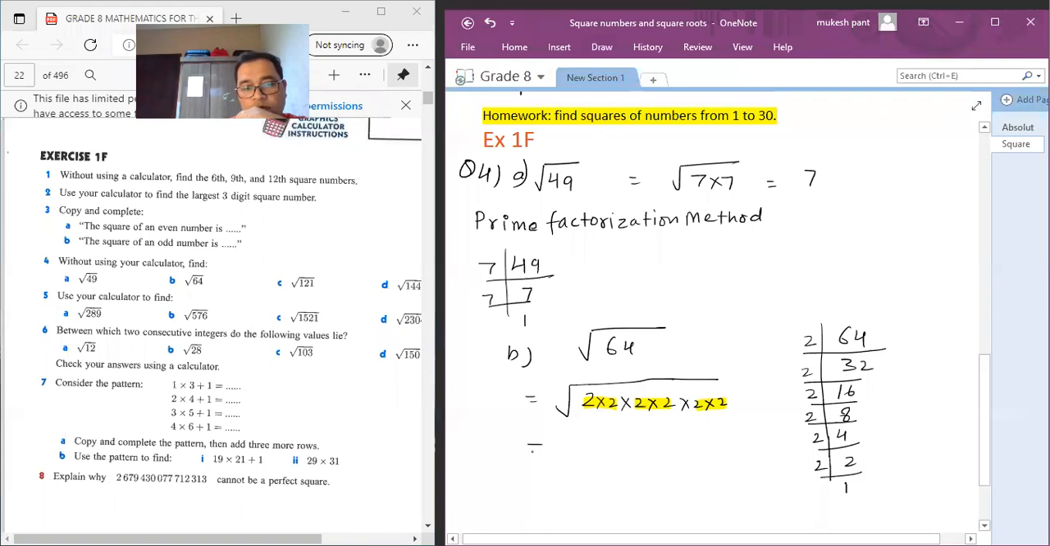Then you will have to remove the sign of square root. This is 2 times 2 times 2. This 2 from this pair, this 2 from this pair, and this 2 from this pair. Right? So this becomes 8. So it means square root of 64 is 8.